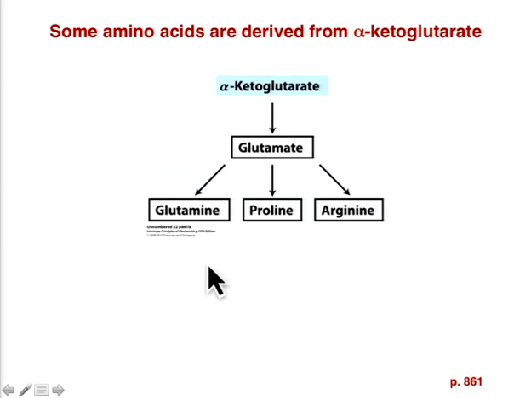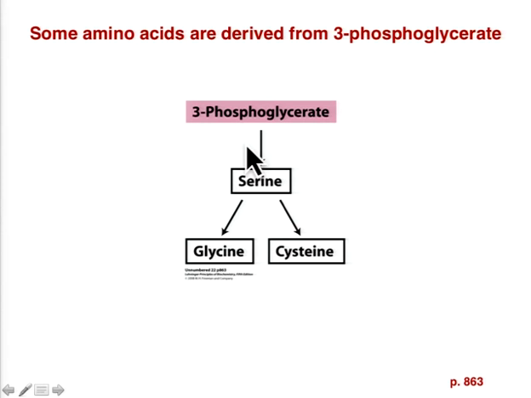So we'll look at a few of these. So here's alpha-ketoglutarate. The same strategy is used as before. We overlap the pathways for efficiency, right? And so from glutamate, we can make glutamine, proline, and arginine. Okay, so we have overlapping pathways, but we're not going to look at the individual reactions for that one. But we are going to look at this one because it's pretty straightforward. So 3-phosphoglycerate is first converted to serine. That serine can then be converted to glycine or cysteine.